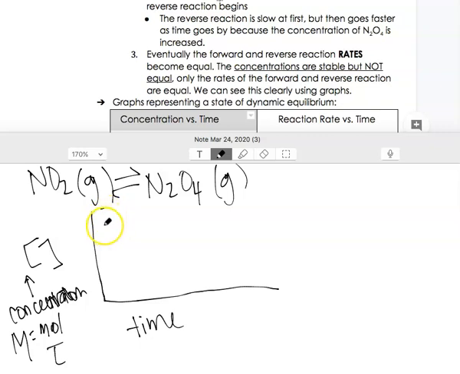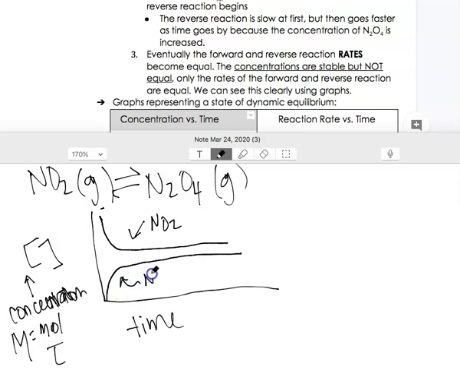Let's start with NO2. You have a bunch of NO2, and then it's going to stabilize. So this right here is going to be NO2. And you're going to produce N2O4. At the beginning, you have a lot of NO2, and then it gets used up, because you want to make some of this product. At the beginning, you don't have product, so you start here at 0, and then you make product, and eventually it'll stabilize like that. So this would be the production of N2O4.